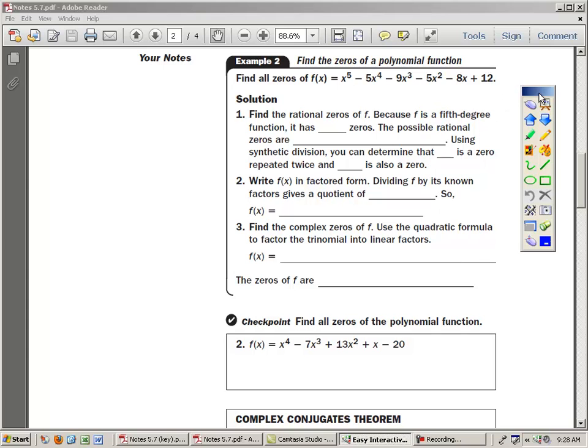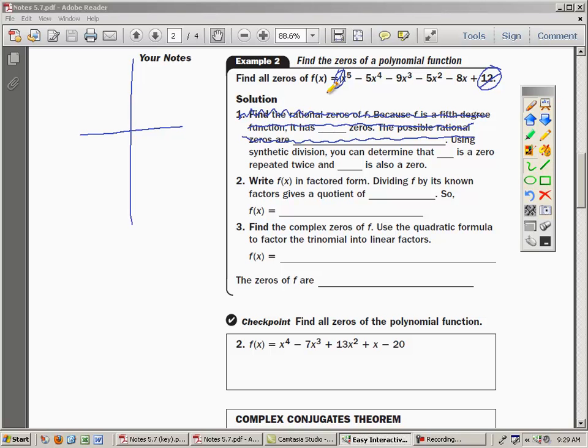All right, so now we're going to take a look at this function here, and we want to look at the zeros of this polynomial function. Now, first of all, f of x is equal to x to the 5th minus 5x to the 4th minus 9x third, and so on. We skipped the lesson on the rational zero theorem, but basically any possible rational zero this thing might have is going to be the factors of 12 over the factors of 1. As I said, we skipped that lesson, and so what we want to do is take a look at our graphing calculator.